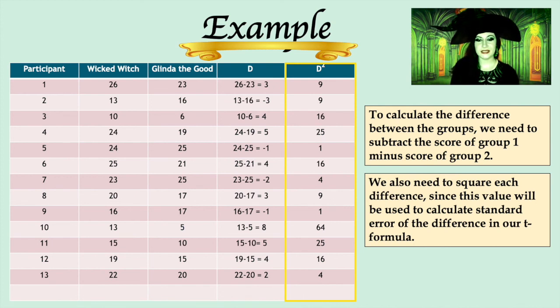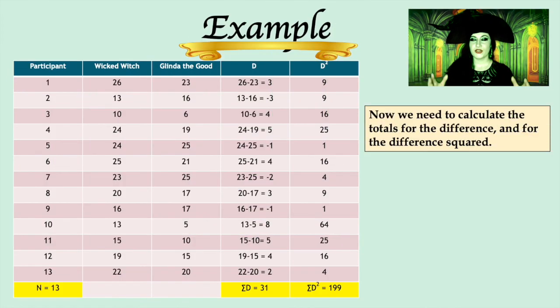Then I have 13 minus 16. 13 minus 16 gives me negative 3, but once I square negative 3, it becomes positive 9 as well. So I'm going to square every difference in the d squared column until I get all the way down to the 13th participant. So now that I have these values, what I need to do is tally them up, right, and get the sum of all of these columns. So I will need the sum of d, and I will need the sum of d squared.